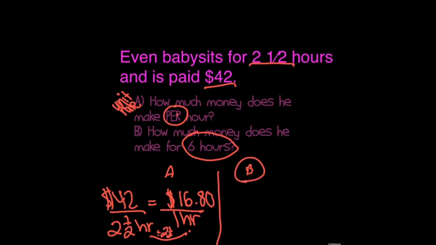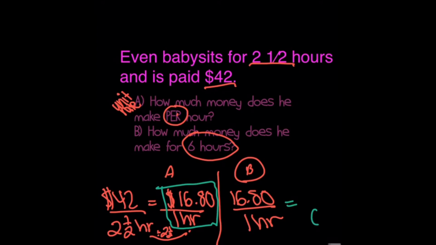Now for part B, we're not going to make a proportion, say 42 and 2.5, and you have to get 6. Since we already did this in part A and we found 1 hour, it's going to be so much easier if we do $16.80 divided by 1 hour. We're going to use this new proportion, and we're going to find 6 hours. It is super easy now.